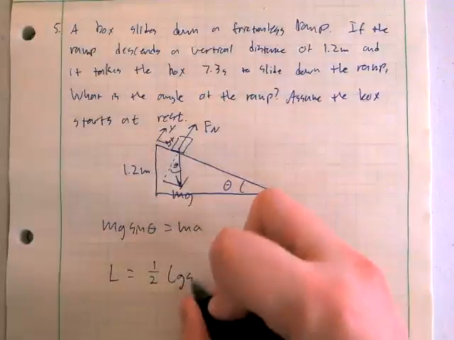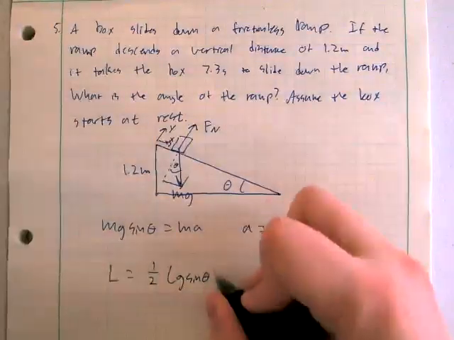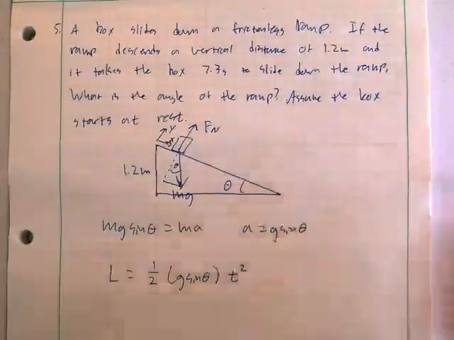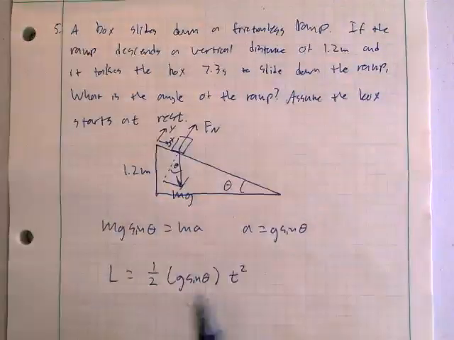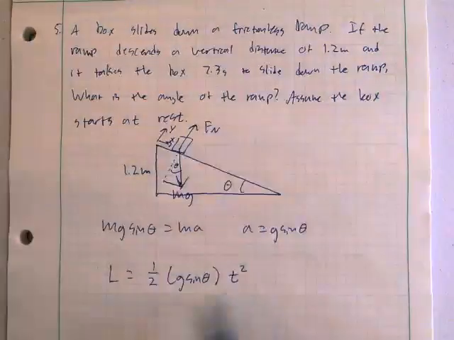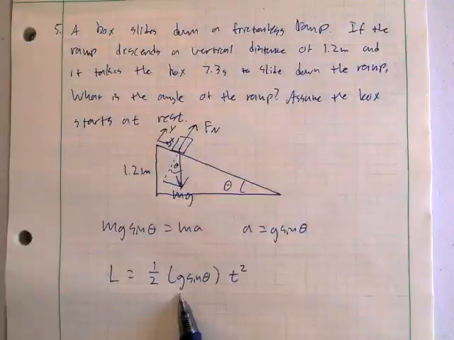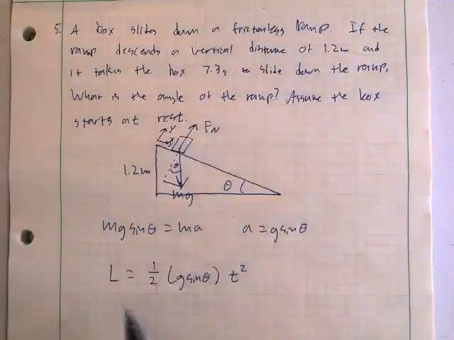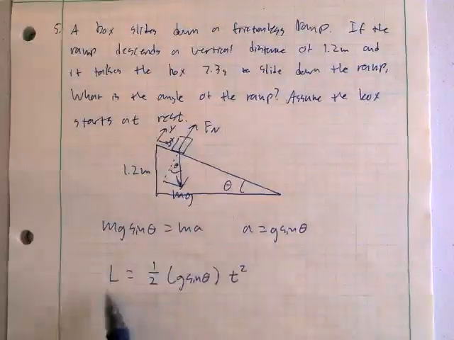So in this case, we have g sine theta is our acceleration times t squared. So here's what we know. We know our time, right? We have our 7.3 seconds. We know our gravitational constant, 9.8 meters per second squared. We know our 1/2. We don't know this theta, but we also don't know this L.